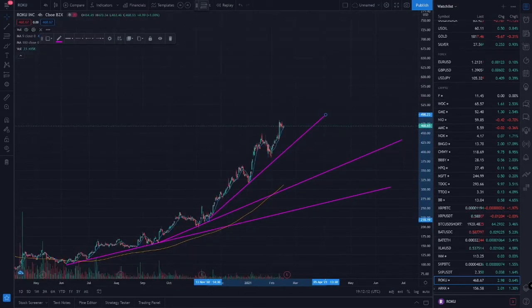Alright, now let's draw the top. I'm seeing this rising channel right here, right here, right here, and right here. Connect the lines on those spots, and you get this top, which forms a channel.